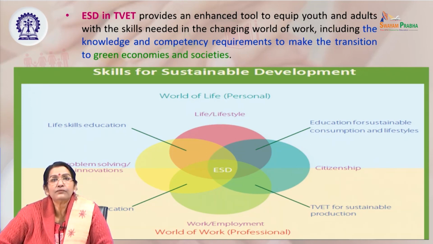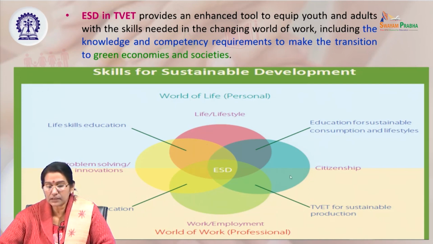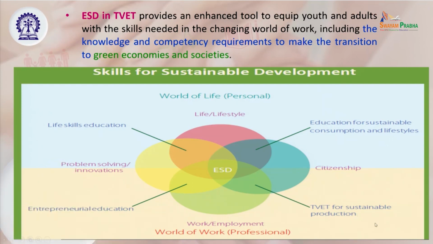As you can see here, there are 4 circles. The 4 circles overlap, so 4 domains are working. As you can see, this one domain is, you can say, citizenship behavior, global citizenship we have discussed. So citizenship behavior is the one domain where education for sustainable consumption and lifestyle, then TVET for sustainable production, technical vocational skills for sustainable production, plays an important role.